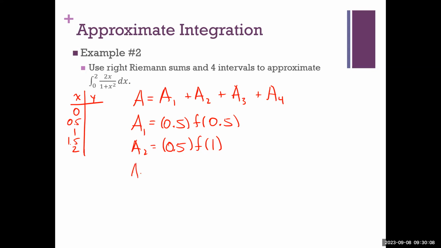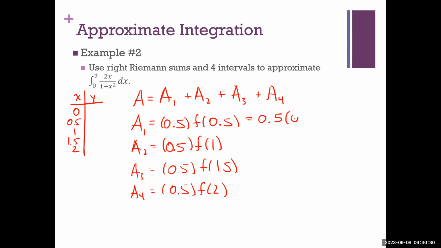So moving on, area 3 will be same width, new height, and area 4 will be same width, and then the far right end. What were these values? What was the f of 0.5? 0.8. So really, three of these areas should be identical to three of the ones that we did last time, right?